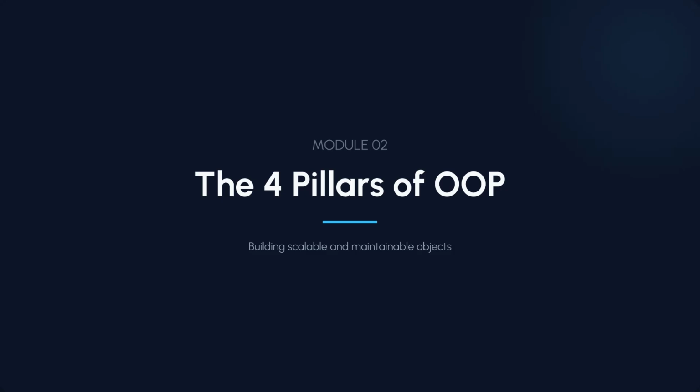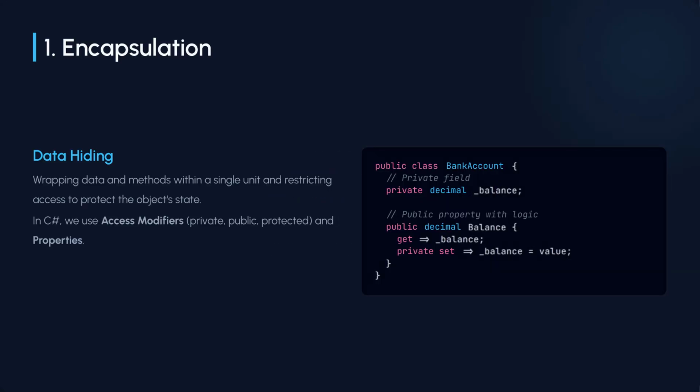Moving to Module 2, we will explore the four pillars of OOP. First, encapsulation, or data hiding. We wrap the data and methods within a class and use access modifiers like private and public to protect the object's internal state, ensuring logic like bank balance updates is strictly controlled.